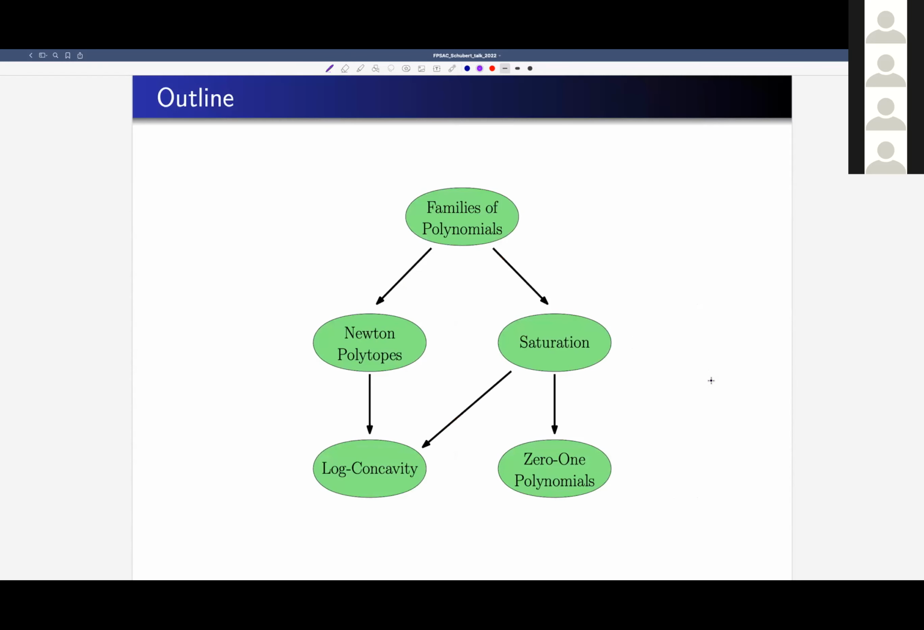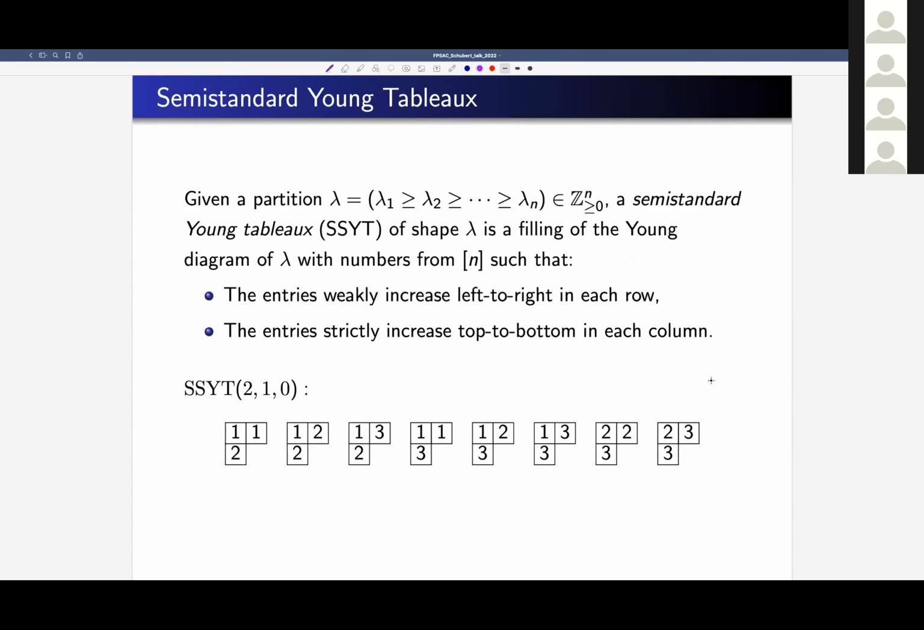Okay, so that's sort of what we'll do, and let's just get to it. I know this is familiar to many of you, but I want to quickly go over it. So we have this tableau. We are defining Schur polynomials. This is the combinatorial definition.